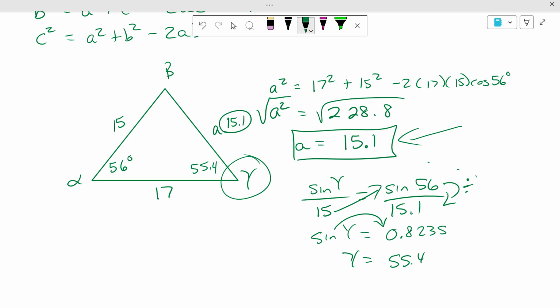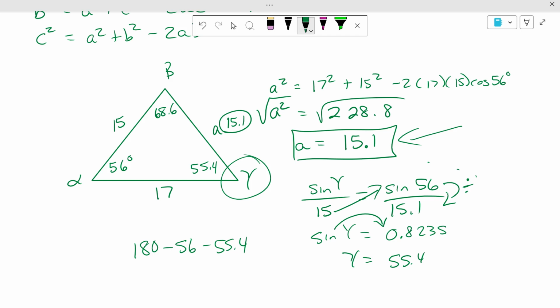And then angle B, or beta, is whatever we get when we subtract from 180. So 180 minus 56 minus 55.4. 68.6. Okay?